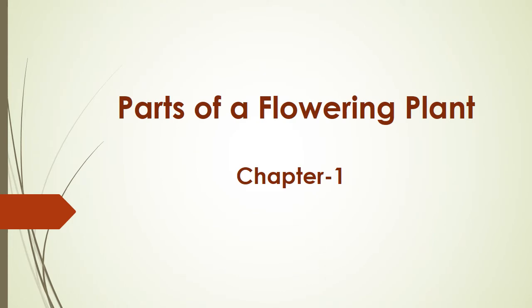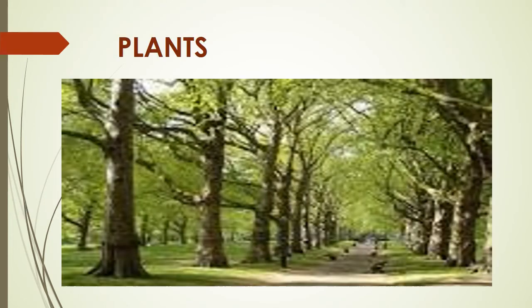Our topic is parts of flowering plant. Plants are a very important part of our life because directly or indirectly we all depend on plants, either for food or for oxygen. When we breathe in, we take in oxygen, and this oxygen we get from the plant also. And when we breathe out, we release carbon dioxide. This gas is very dangerous for us. So during the photosynthesis process, plants take this carbon dioxide and release oxygen.